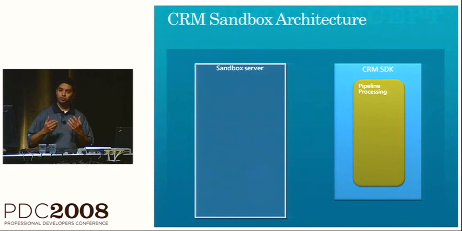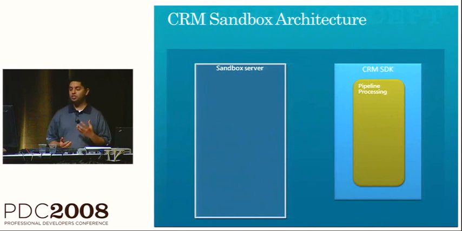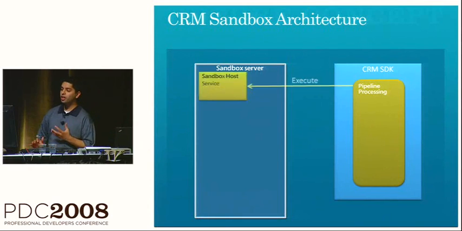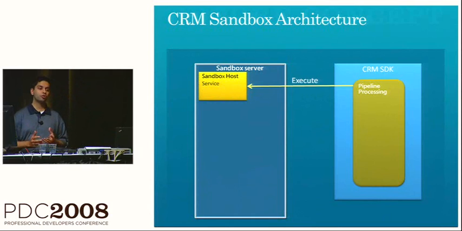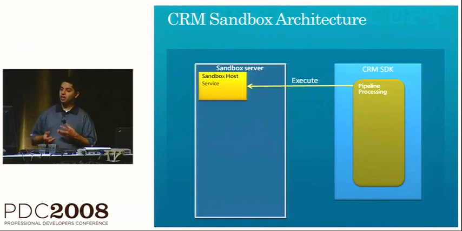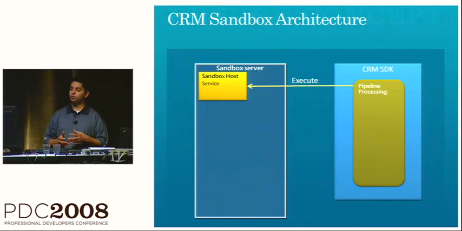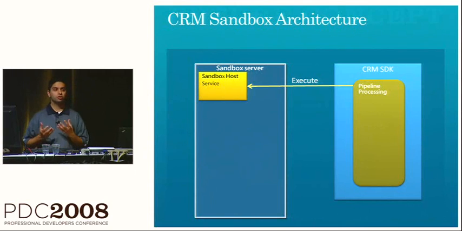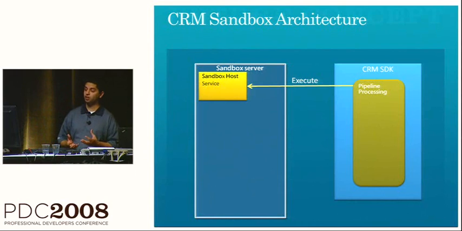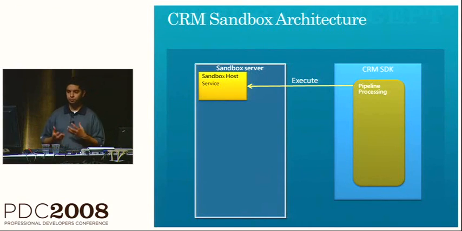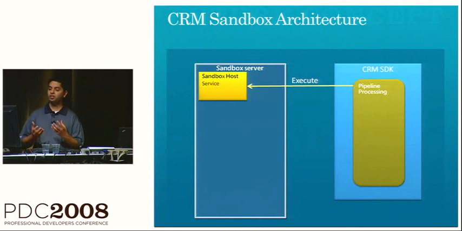So what we've done is we've kept that pipeline, but we've added this notion of the sandbox server. As the pipeline goes through its set of steps, and it encounters a step that needs to get isolated and run in a partially trusted environment, it'll actually call out to the sandbox server, which is a brand new server role that gets installed with CRM. As it calls out to the sandbox server, we've got the sandbox host service, which is really just there to monitor and check the state of the server itself and keep track of what's going on. It communicates through a WCF channel.